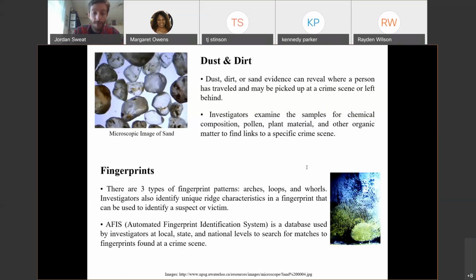It can tell how long they traveled. Okay, it might not tell us exactly how long they traveled. How a person has traveled. Very, very good. You hit the nail on the head. That's what I was looking for. So how could dust and dirt help an investigation? It can tell us where the person has traveled. That's the answer to your question: how could dust or dirt be used in an investigation? It can tell us where a person has traveled.